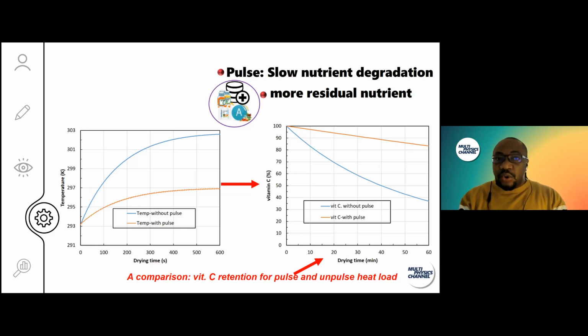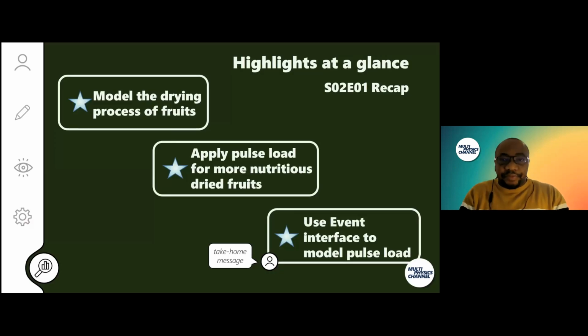Okay, so the highlights of this presentation. We modeled the drying process of fruits. We applied pulse load to show that we can retain nutrients better. And also, for me, the take home is the handiness and the usefulness of the event interface. You could use it to do a whole lot of things. So the event interface can be used to model the pulse load. It could be used for a whole lot of things, and it gives amazing results.